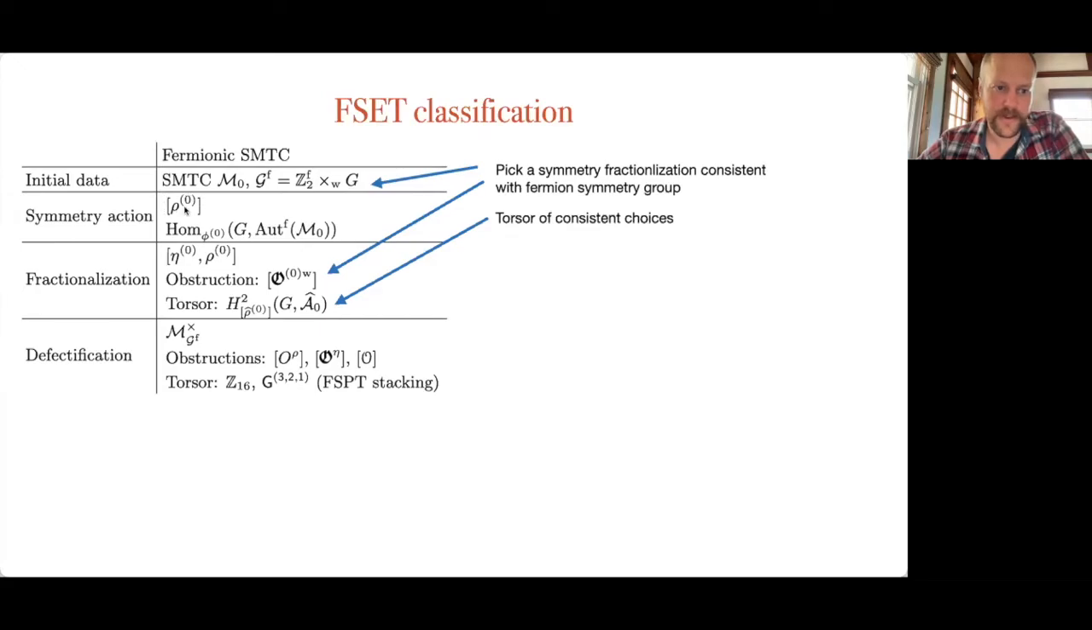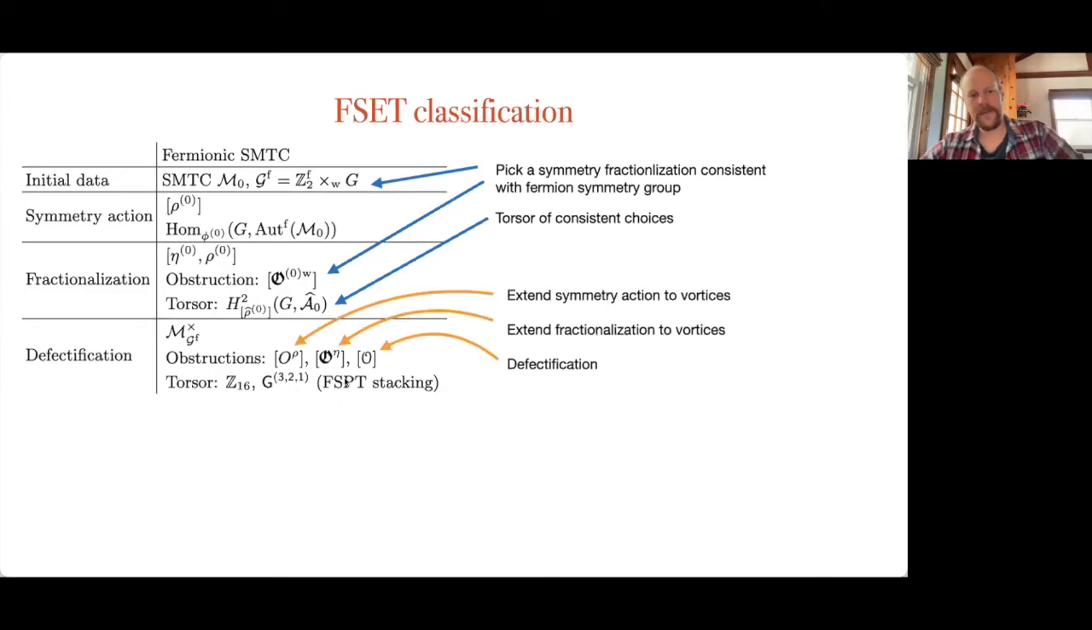Okay, so then we pick this rho 0, which is an element inside this set here. The next piece of data we choose is a fractionalization on those. So there's this obstruction O0, which is with respect to a fixed fermionic global symmetry group. When that obstruction vanishes, we have a torsor valued in the abelian quasiparticles. And that tells us how to realize all other symmetry fractionalizations.